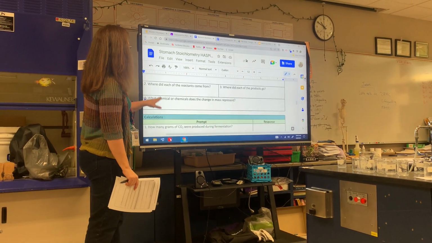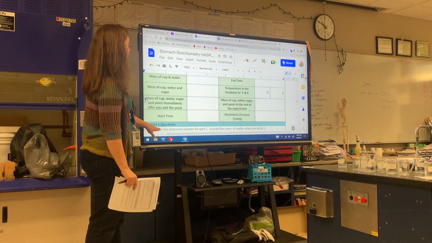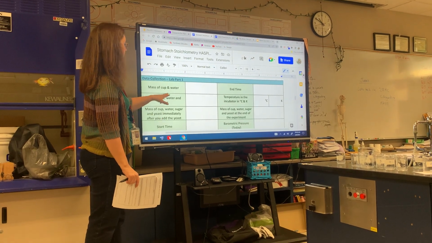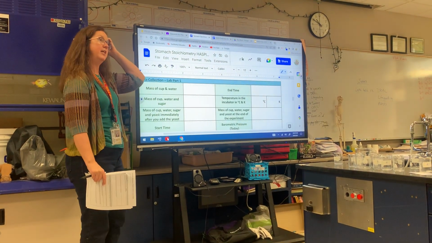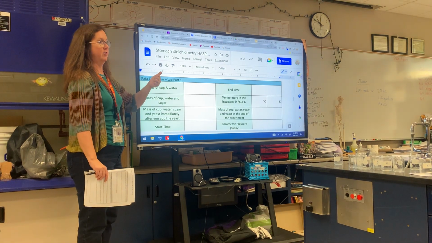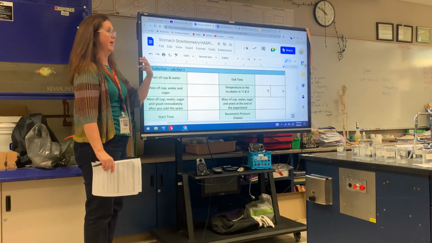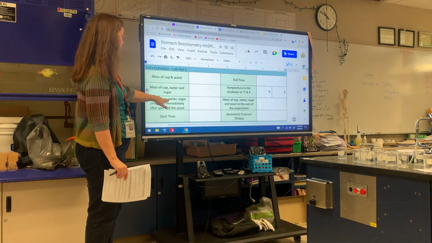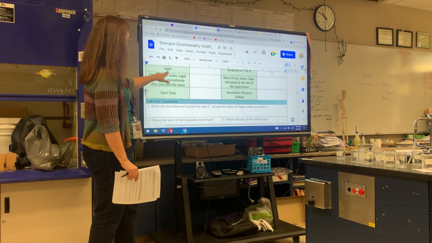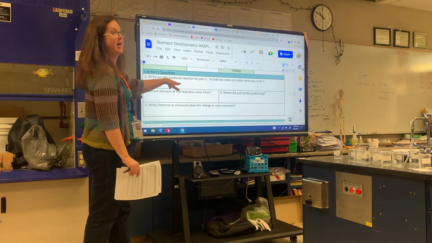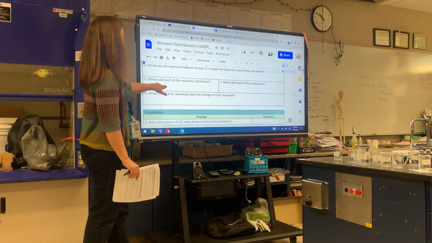So yesterday you guys filled out this for the yeast lab, right? You took the yeast, you gave it sugar and water and a little bit of warmth, and you allowed it to grow, right? You took all of this data. So what do we need to do with this? The balanced reaction, we did that yesterday.